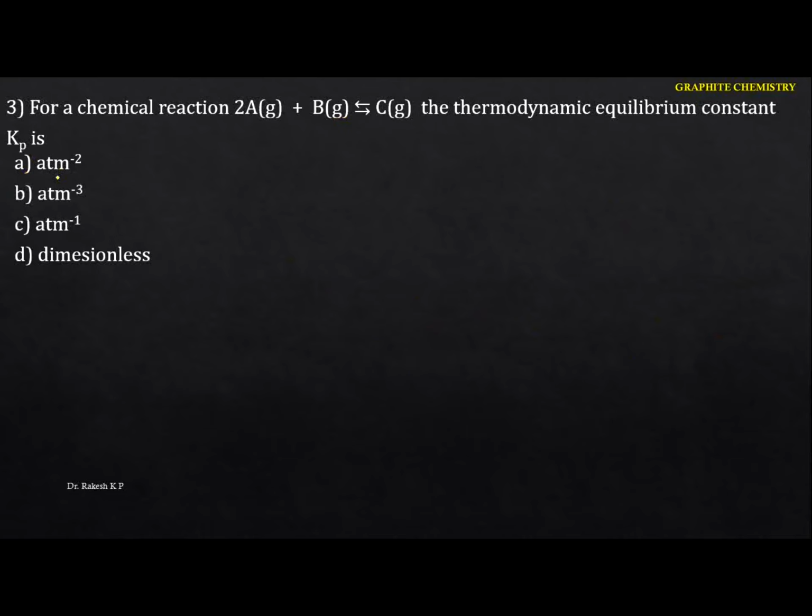For a chemical reaction 2A plus B gives C, the thermodynamic equilibrium constant is Kp. Now we have to identify the unit for this. According to this, Kp is equal to the partial pressure of the product gas divided by the partial pressure of the reactant gas. That means I am going to write it like this. This is the gas.